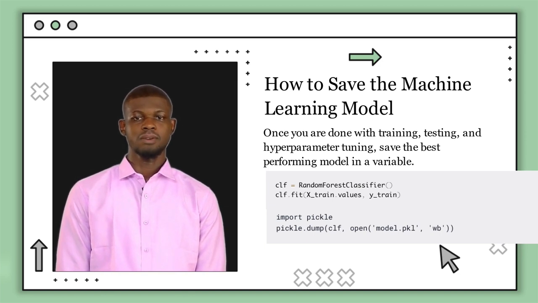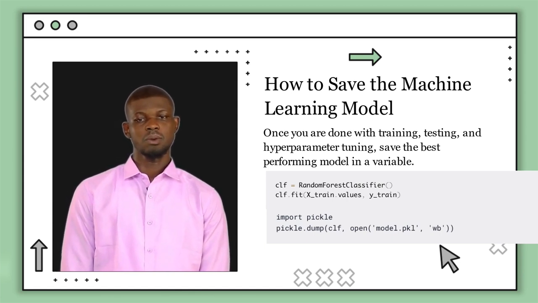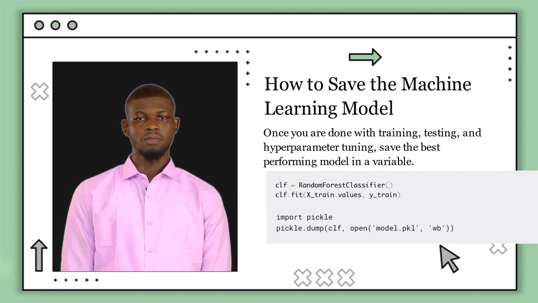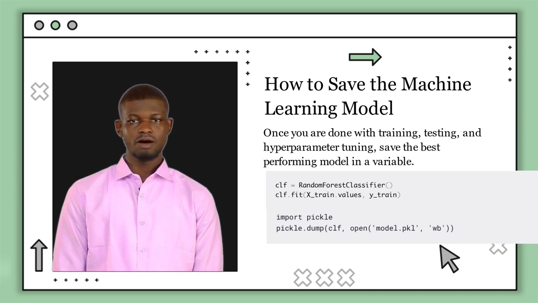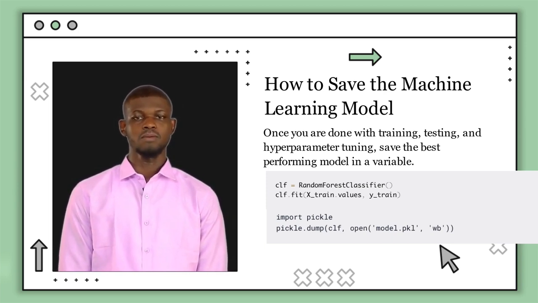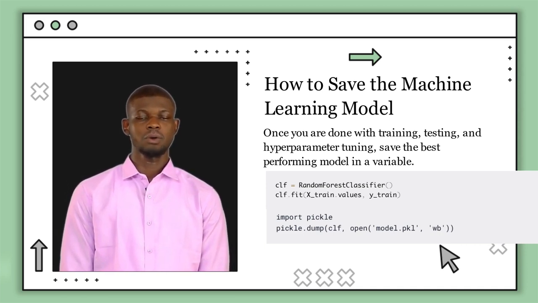pickle.dump is a function used for saving models. The first parameter is the model name, that is clf in our case, and the second is another function that saves the model on disk. model.pkl is the file name I want my model to be saved in, and wb refers to write binary, which writes model data into the model.pkl file. After this step, you will have your model file saved in the same directory you are working in.